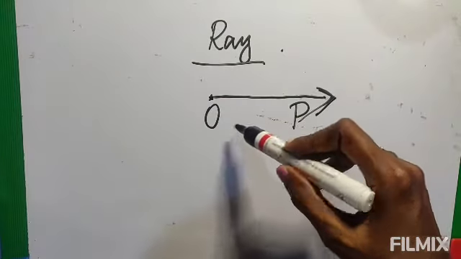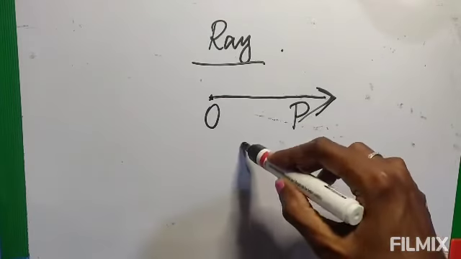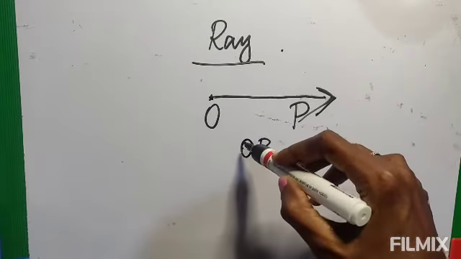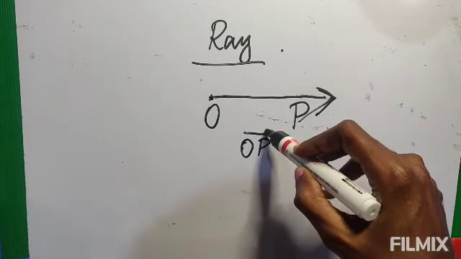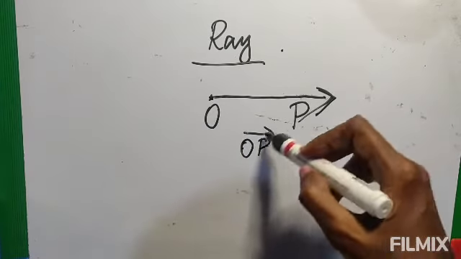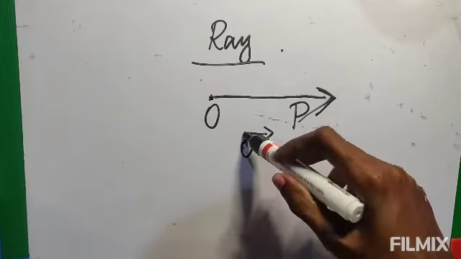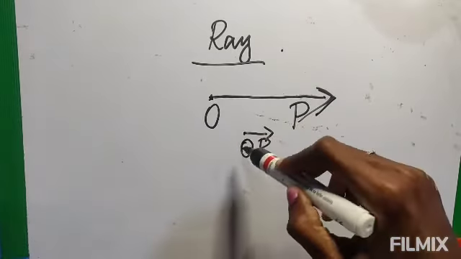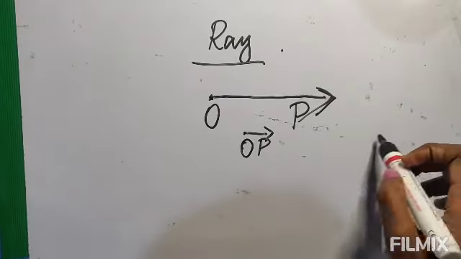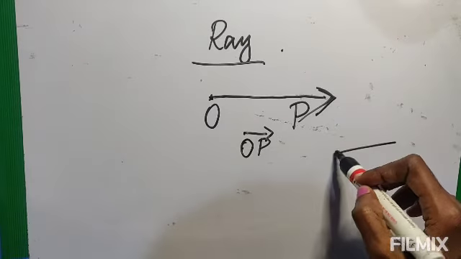Since it is starting at point O, there is a point here. So this ray we denote with 2 capital letters OP, and where it is starting, on that side you will not draw the arrow mark. Where it is endlessly going, only that side you will use the arrow mark. So this is starting at O, so on the O side there should not be any arrow mark. Okay, so now suppose I am giving another one.